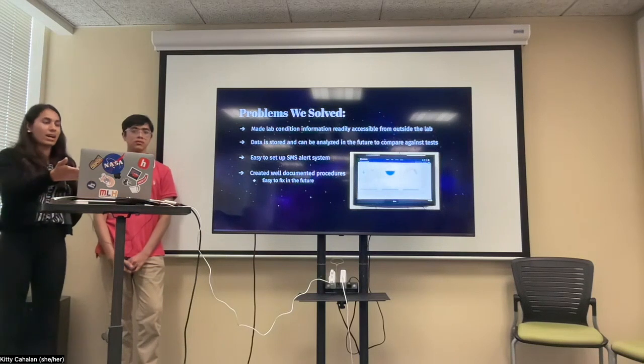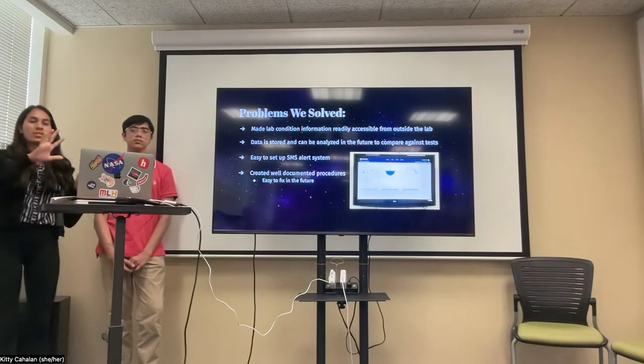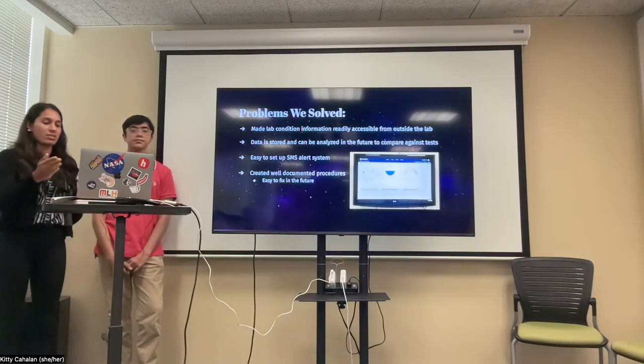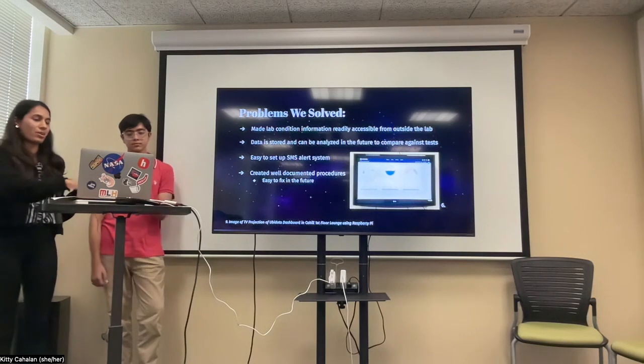And so the image that we have right here shows the UV dashboard. The special thing about this is it's projected on a TV in the lounge in our lab, so anybody passing by can see our live-time data in a nice, comprehensible way. So that would be the main four problems that we solved throughout the course of our project.